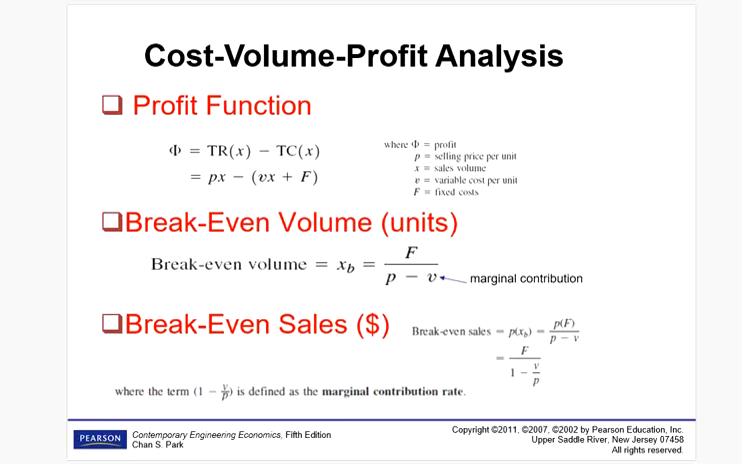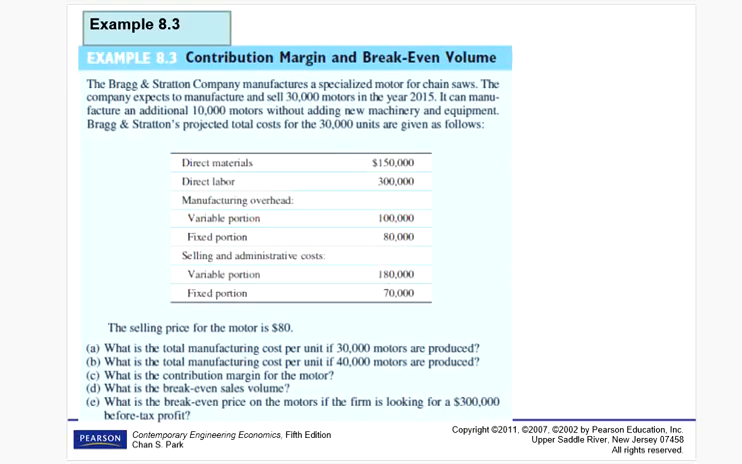So now we'll continue on example number 8.3. In your books it is there. The Briggs and Stratton company manufactures a specialized motor for chainsaws. The company expects to manufacture and sell 30,000 units, right? In 2015, it can manufacture an additional 10,000 motors without adding new machinery and equipment. Their projected costs for 30,000 are given below.